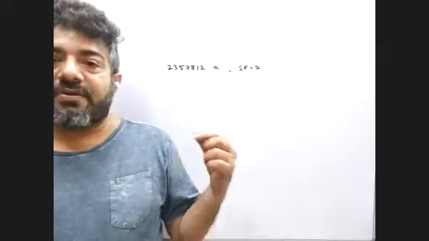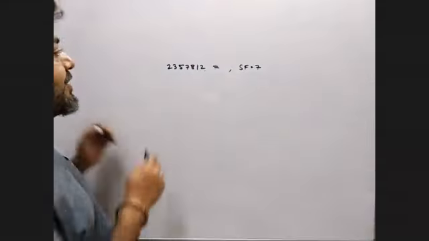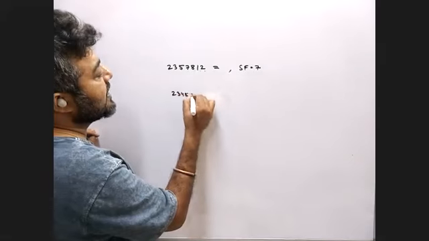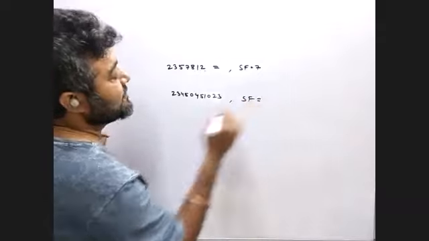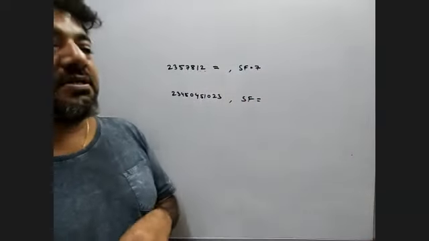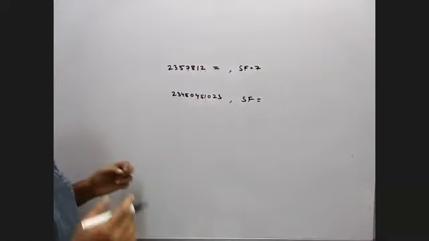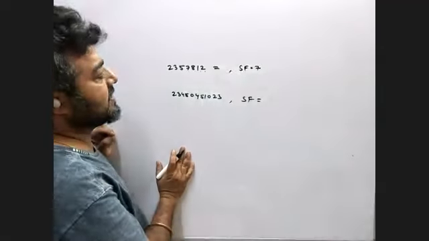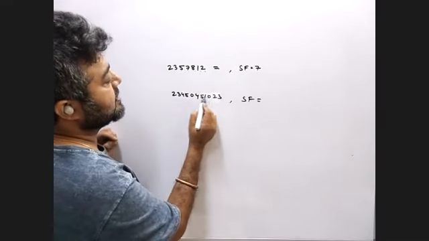Now the second rule is that the zeros appearing between two non-zero digits, I repeat, zeros appearing between two non-zero digits are counted as significant figure. So if we write 2, 3, 4, 5, 0, 5, 4, 5, 1, 0, 2, 3, if you have zero between two non-zero digits, then zero is counted as a significant figure. So how many significant figure you have? Sir, 11.